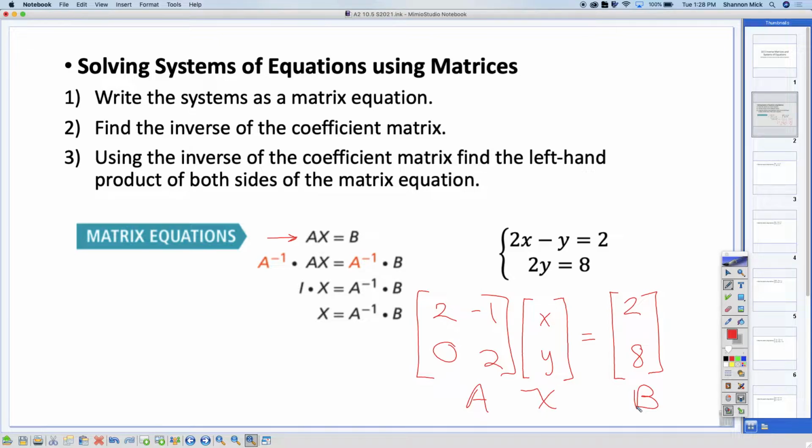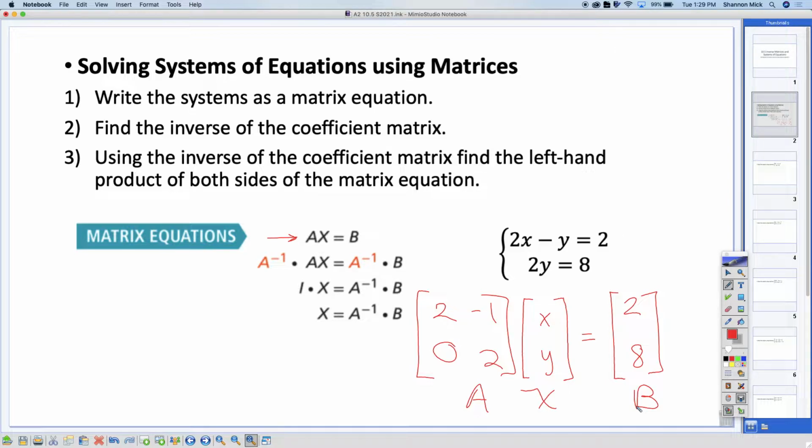And then we're going to use the inverse of the coefficient matrix to find the left-hand product. What does that mean? On the left, because matrix multiplication is not commutative, is it? No. So if it's on the left-hand side, it has to stay on the left. Do you see that? Is that important? Yes. I've proven to you that matrix multiplication is not commutative. Sometimes you may get the right answer, but you will not get the right answer in general.